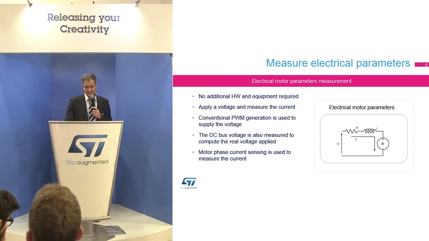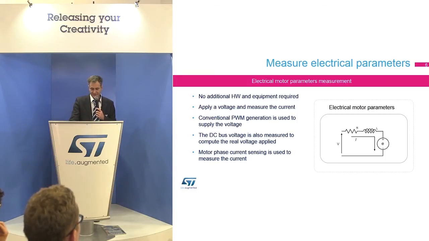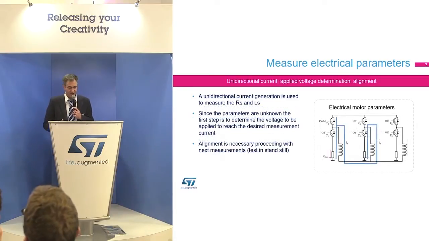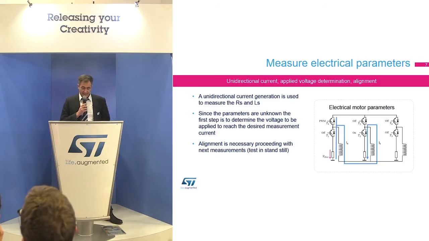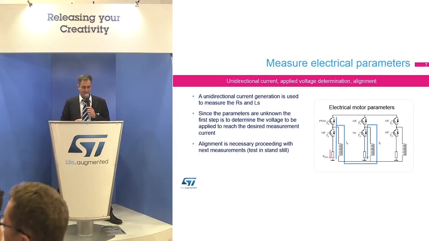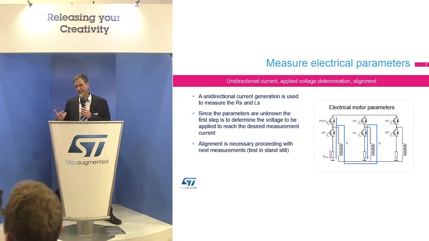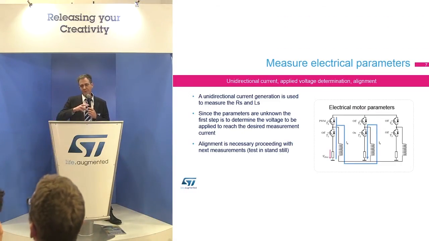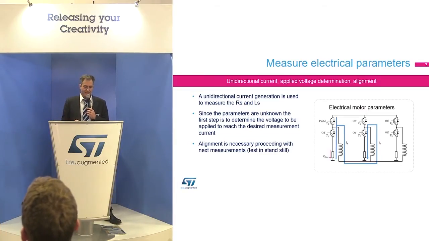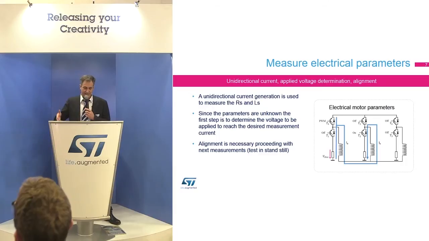In this way, the measurement of the motor electrical parameters is done. To measure the stator resistance and inductance, a unidirectional current generation is used, while during the run of the motor we provide the sinusoidal waveform. During the measurement we apply a unidirectional current.